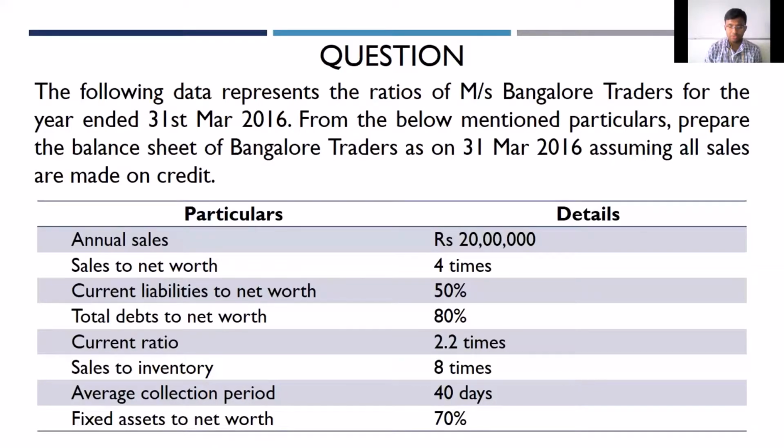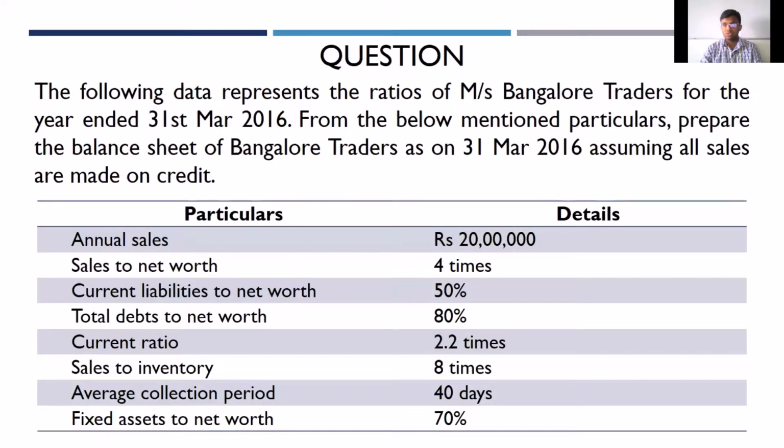They have given us the values. They've told us that annual sales is 2 lakh, net sales to net worth is 4 times, current liabilities to net worth is 50%, total debt to net worth is 80%, current ratio is 2.2 times, sales to inventory ratio is 8 times, average collection period is 40 days, fixed assets to net worth is 70%. So using these details, we've been asked to construct the balance sheet.